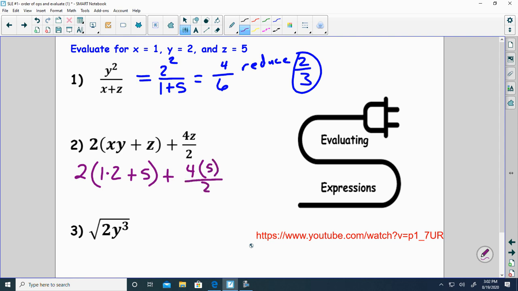Let's take care of what's inside the parentheses now. 1 times 2, that just gives me 2. 2 plus 5 is 7, plus 4 times 5 is 20, so I get 20 over 2. So that's going to give me 14 plus 20 over 2 is 10. So that's going to give me an answer of 24.